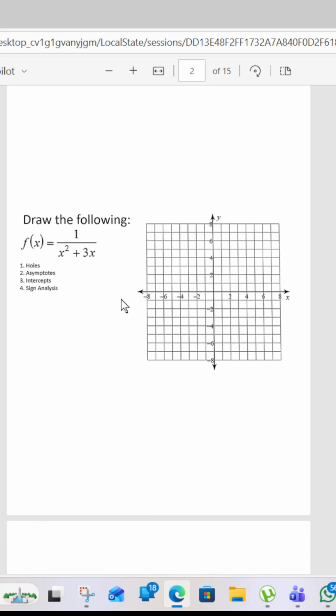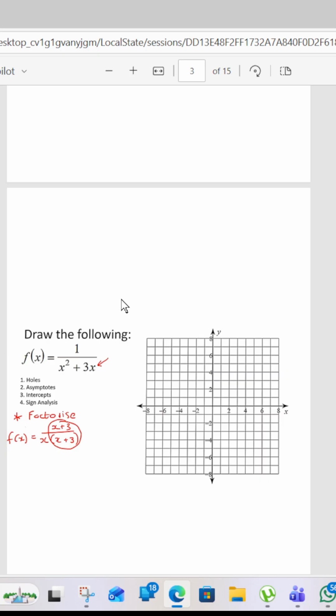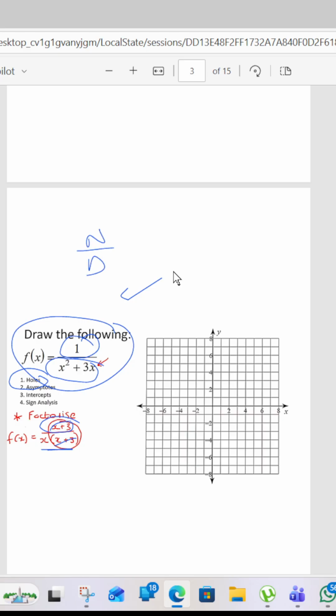Let's see. If we have this function, first we need to check for holes. If the numerator and denominator have something in common, the first step is to factorize. If I factorize it, I'm just taking x common, x and x plus 3, right? Suppose in the numerator we had x plus 3, we could cancel them out and there would be a hole. But in this function, there is nothing common between the numerator and denominator, right? So there is no hole.